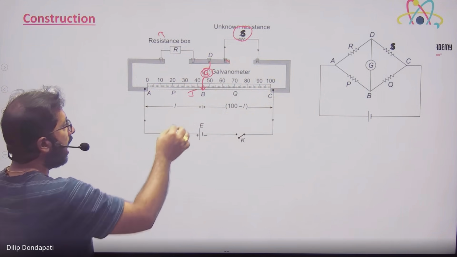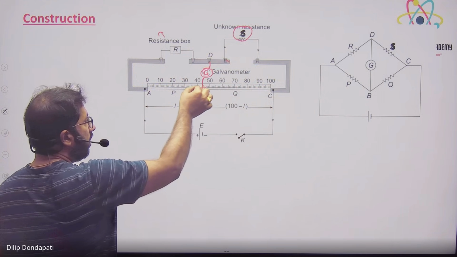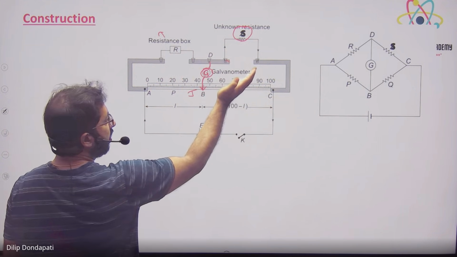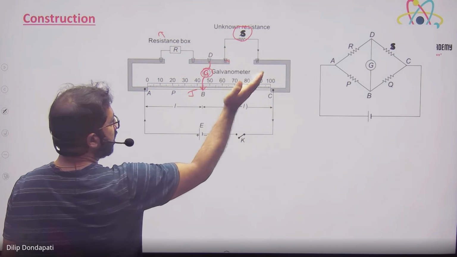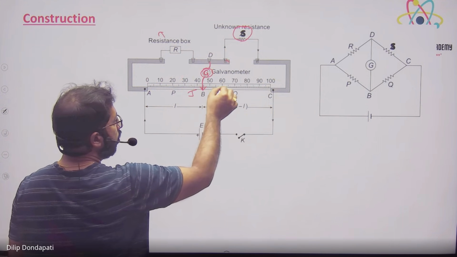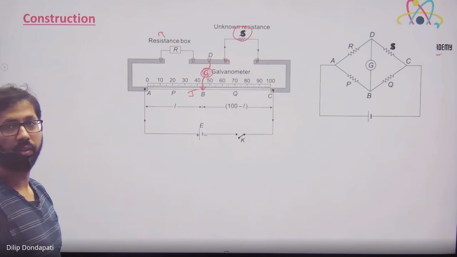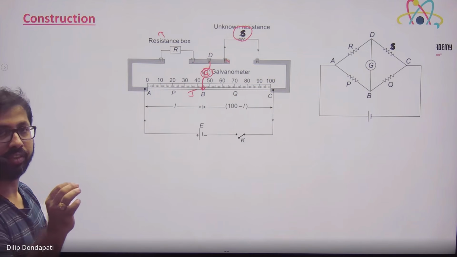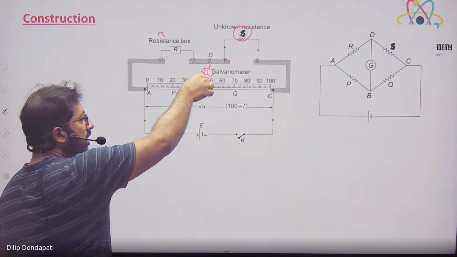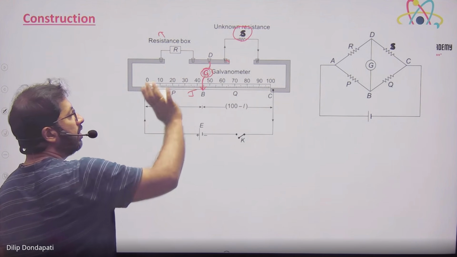Now what happens? I will put the jockey here. I will see the galvanometer is deflecting here. When I move somewhere here, it is coming closer. When I move like here and there, I get one point where the galvanometer reads 0. I adjusted the jockey in such a way that the galvanometer reading is 0.